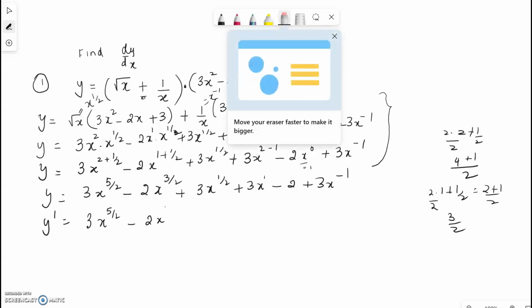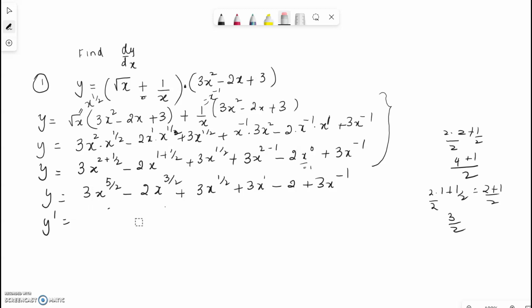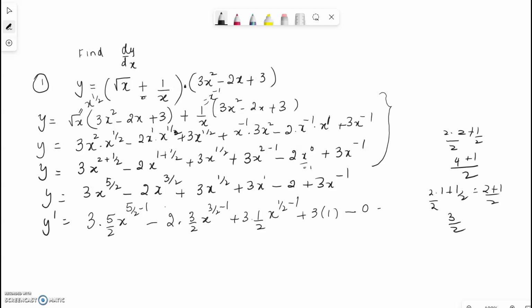Okay, so now we're going to differentiate this function. So that is 3 times 5 halves times x to the 5 halves minus 1, minus 2 times 3 halves times x to the 3 halves minus 1, plus 3 times half x to the half minus 1, plus 3 times d by dx of x is 1, d by dx of 2 is 0, plus 3 times negative 1 x to the negative 1 minus 1.